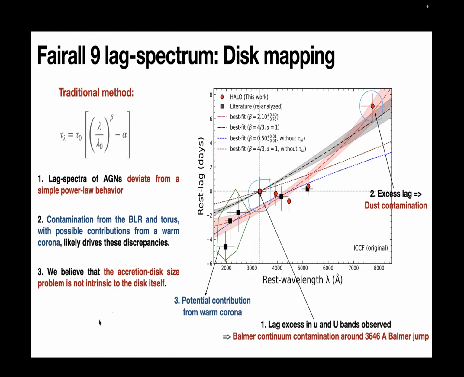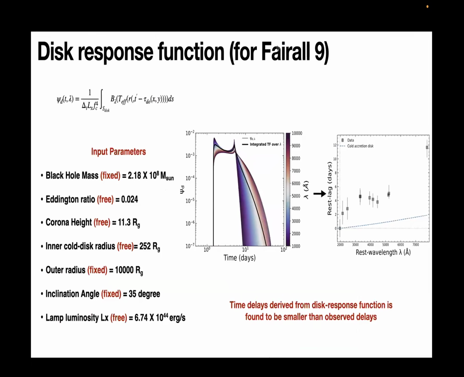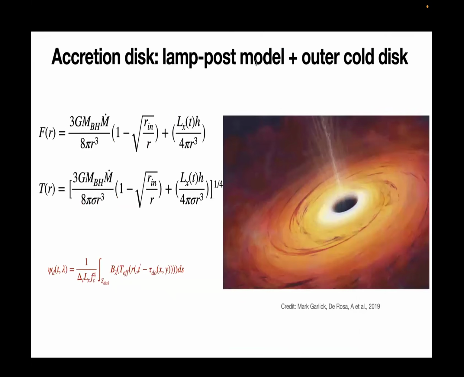Therefore, to characterize the inter-band continuum time delays properly, we are developing a physically motivated model for AGN continuum time delay fitting as well as spectral energy distribution fitting to constrain H0. And we have given the name of the code as the Horizon AGN code. So in this model, first we assume a lamppost model plus an outer cold disk.